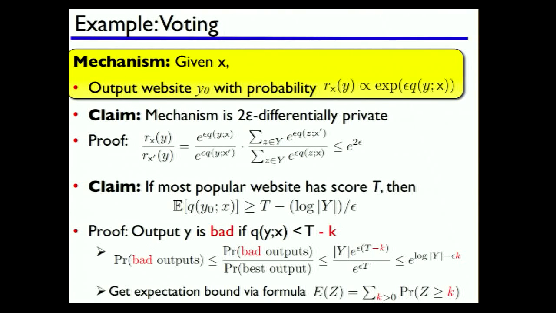Okay. So now for utility, the claim is that if the most popular website has score t, then what I'm going to get in expectation is something whose score is almost t. So it's going to be t minus something that is the log of the number of websites over epsilon. So if we're talking a couple of thousand websites, it's not that big. And remember, t here is the number of students who visited the most popular website. So presumably it's a large number. And the proof is just a line, but I'm not going to do it.